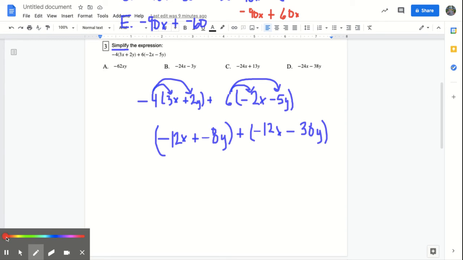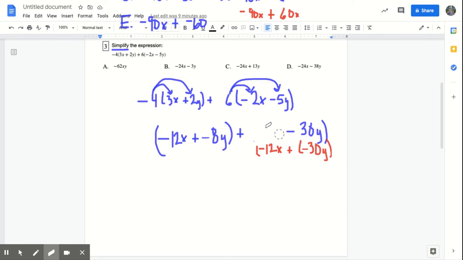But before I do that, sometimes what I like to do is to change the problems to all adding and not subtracting. And you could see over here that we have a subtraction problem. So I'm going to change that to negative 12x, keep, change to adding negative 30y. And I'll just go ahead and erase what was above it so it doesn't distract us. All right, now we can combine and add the like terms up together.